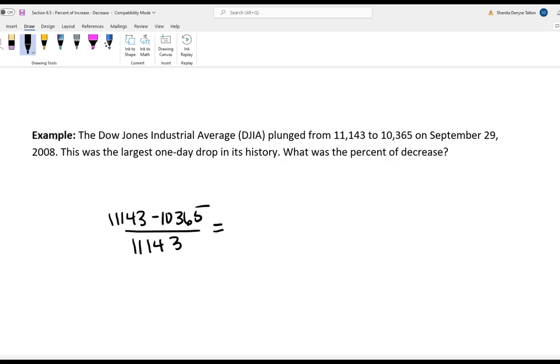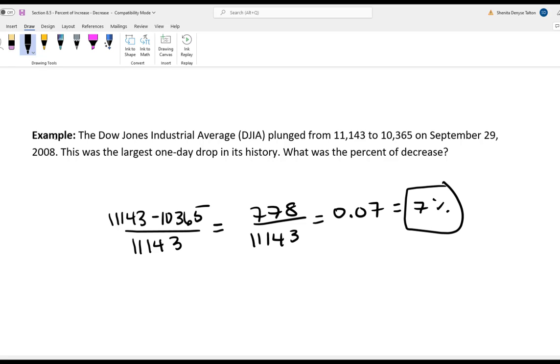So I'm going to subtract the 10,365 from that amount. I get 778. I'm going to divide it by 11,143. When I divide it out, I get 0.07 or 7%. It was a 7% decrease.